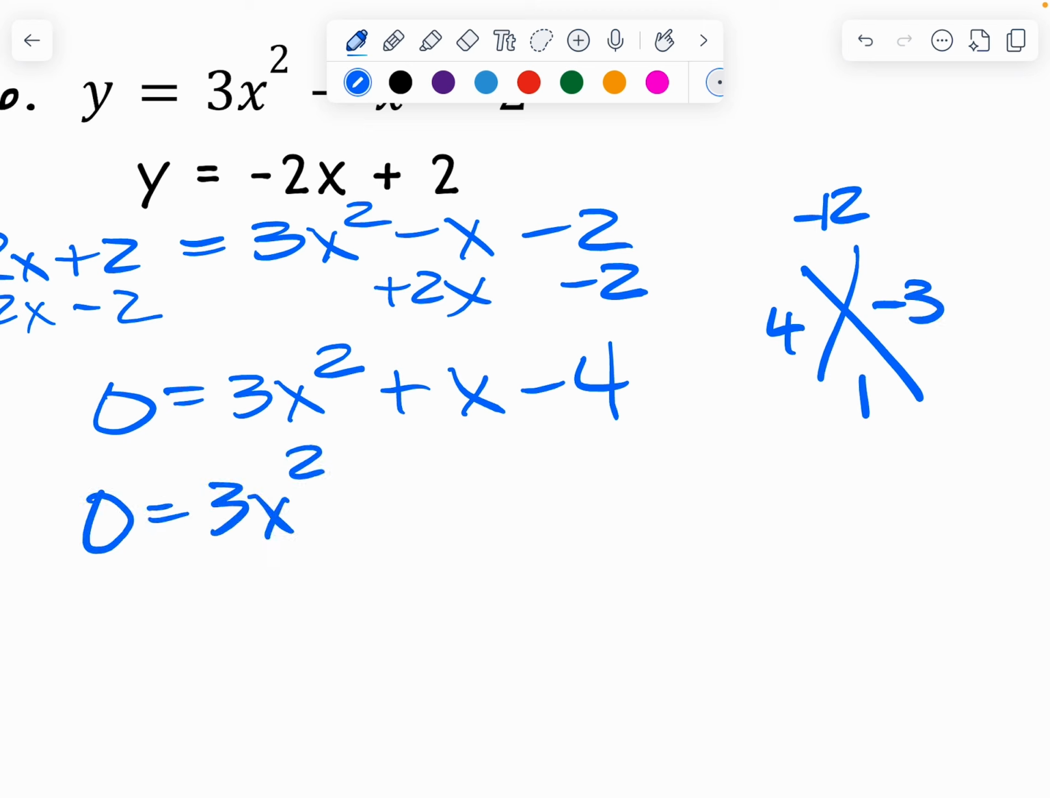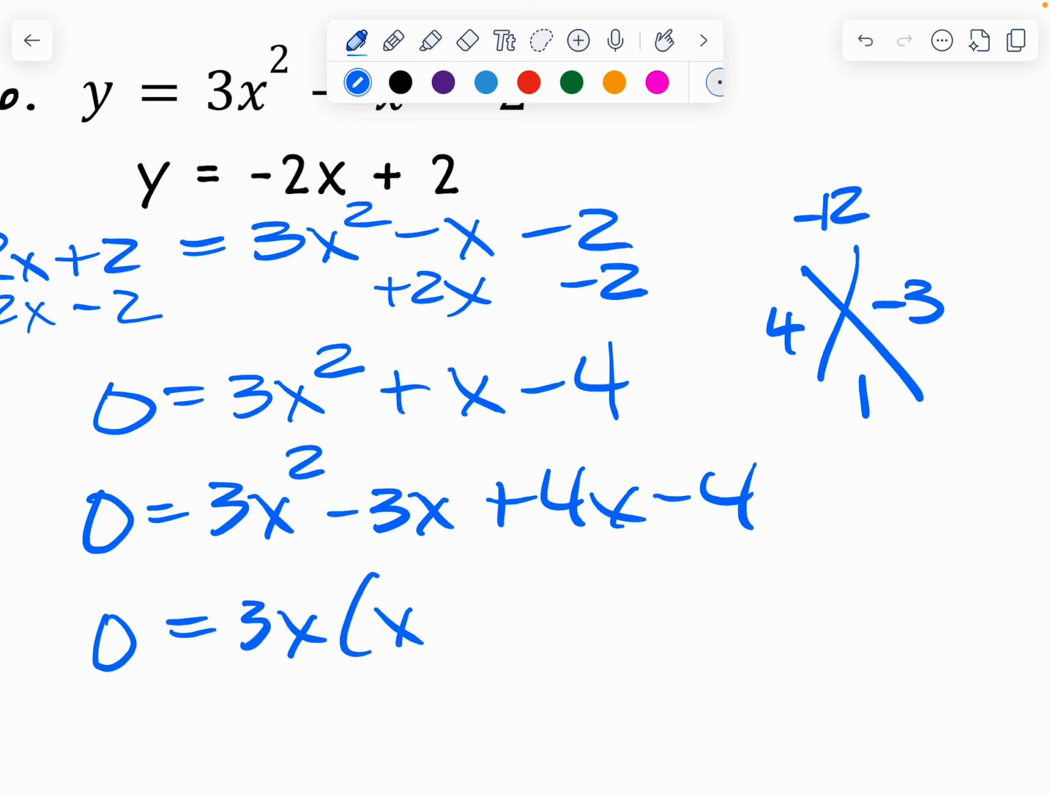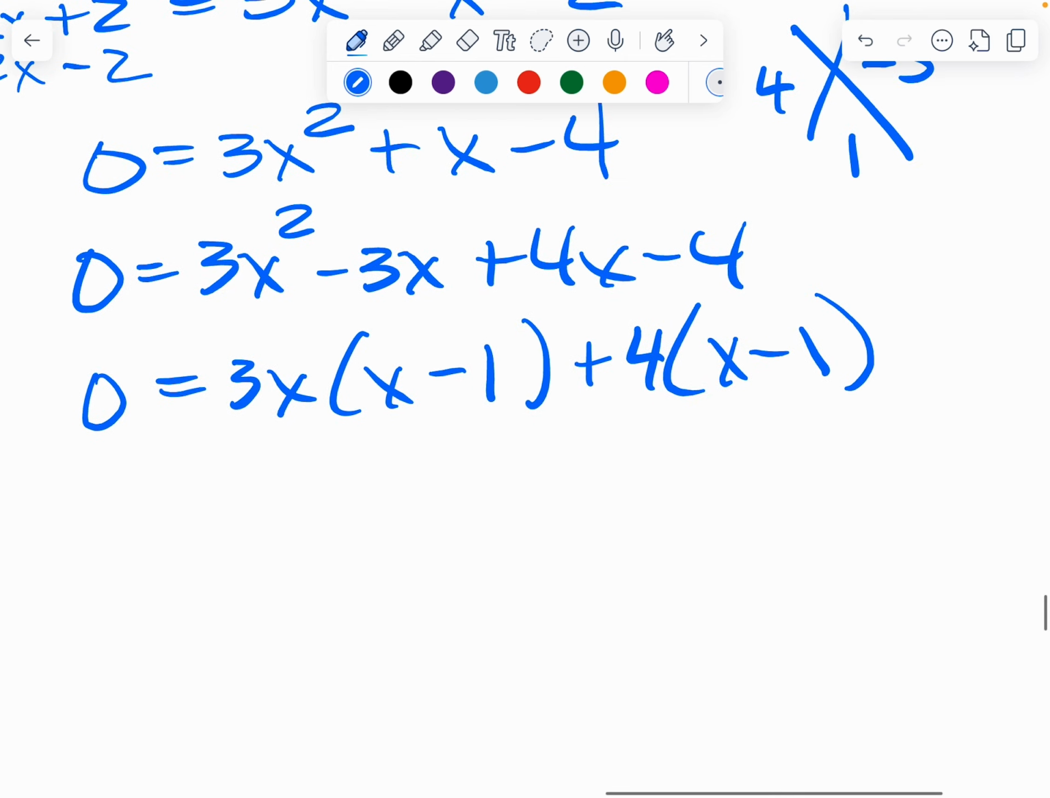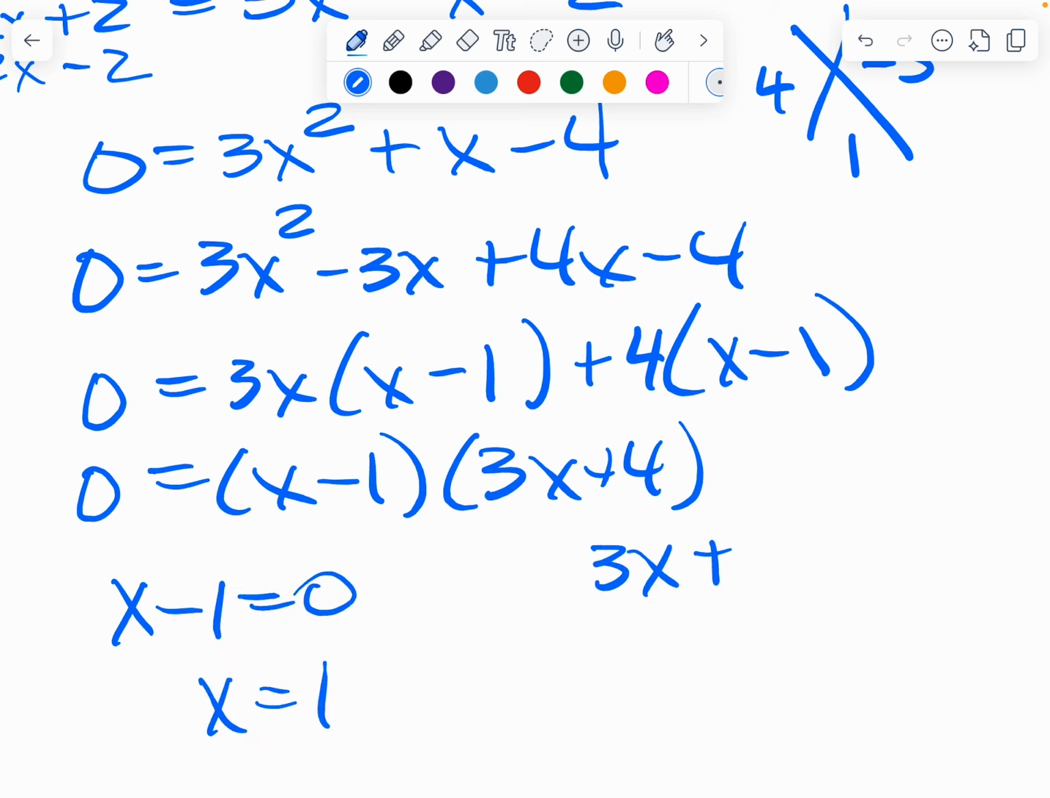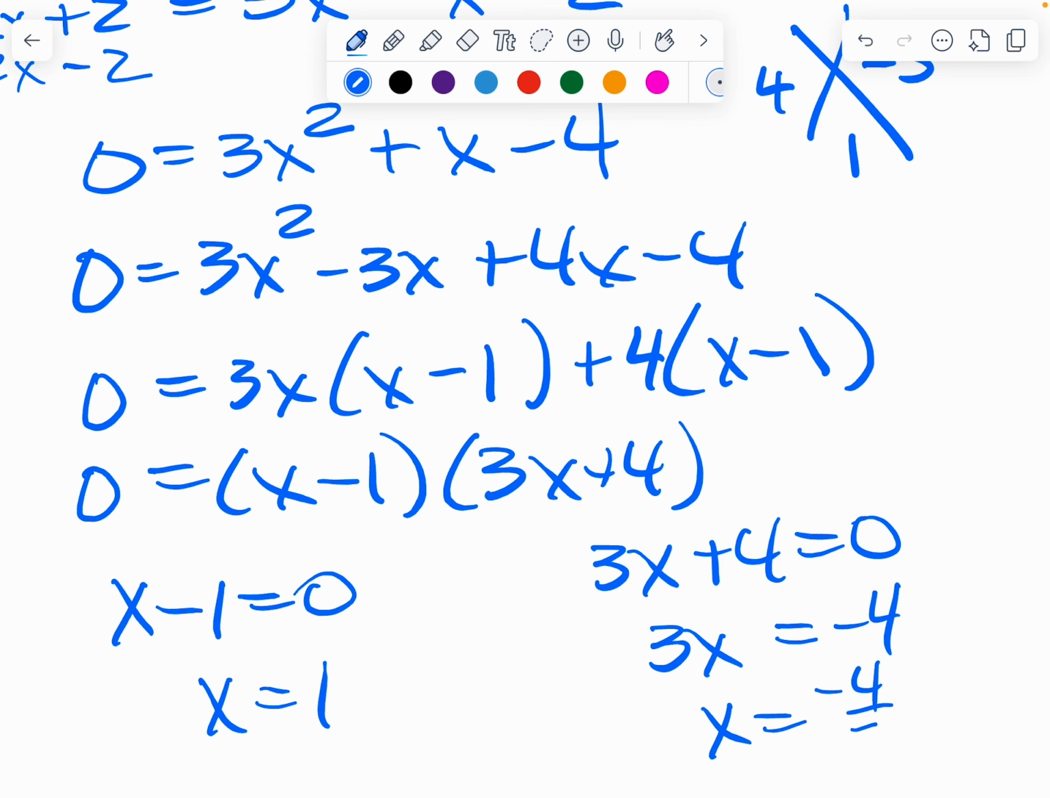3x squared minus 3x plus 4x minus 4. I take out a 3x, I get x minus 1, plus take out a 4 and get x minus 1. I get x minus 1 and 3x plus 4. So x minus 1 equals 0, so x equals 1. 3x plus 4 equals 0, so 3x equals negative 4. X equals negative 4 thirds.